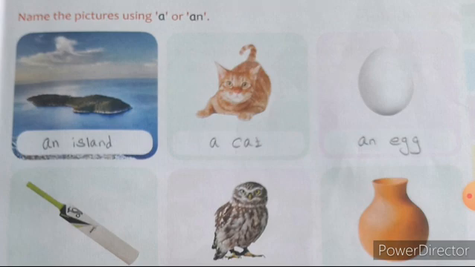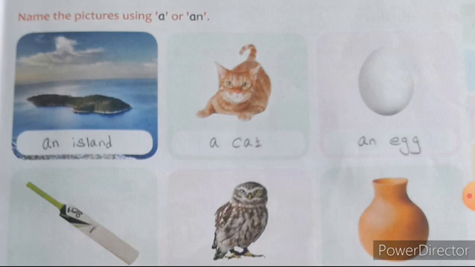So listen carefully, children. The first picture is an island. The starting letter is I. It is in the vowels A, E, I, O, U. So you have to write the word as an island. The next one, cat. The letter is C, a consonant. The sound is a consonant. So you have to write a cat.